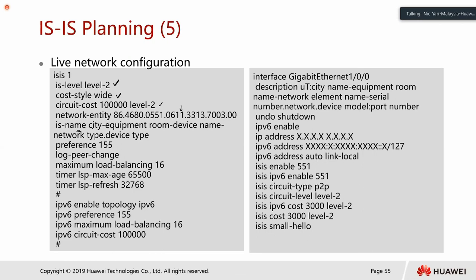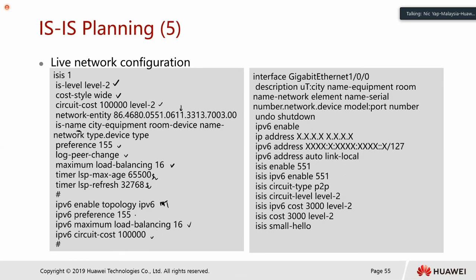Okay, and you can set the preference of the ISIS route. Log peer change. Any changes that happen, I'm going to alert to the NMS. Okay, it is called log peer change. Maximum load balancing, the maximum LSP aging, refresh of the LSP. Okay, this is in seconds. And enable the multi topology. Set the preference on the IPv6 and set the load balancing, and the circuit cost of the IPv6 is 100,000.